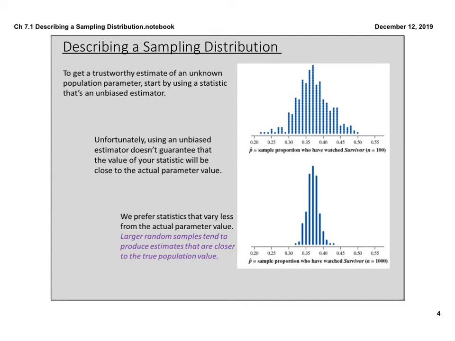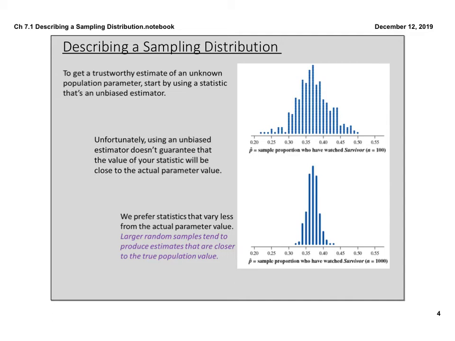When we get into describing the sampling distribution, it says to get a trustworthy estimate of an unknown population parameter, start by using a statistic that's an unbiased estimator. Obviously, when your population is only 4, it's very easy to calculate those population parameters. I could do the population mean, I could do the population range, because I only have 4 people in my population. When you're talking about all US adults or even all students at Farmington High School, it would be hard to get the actual true population. It's not easy to do.